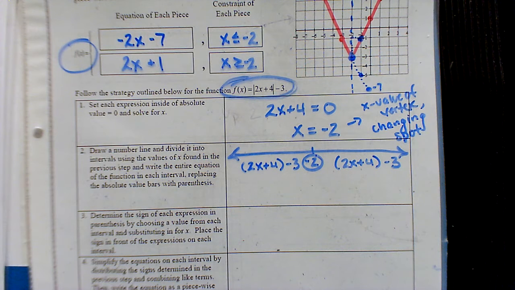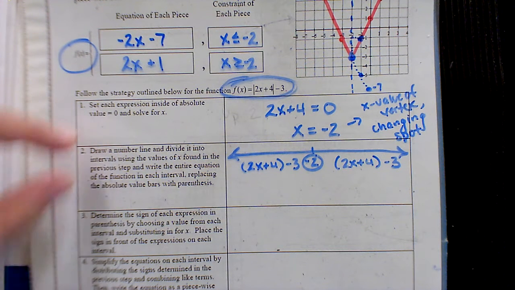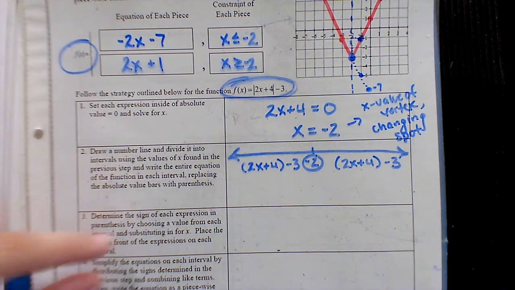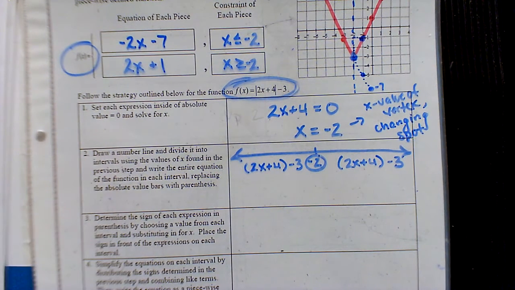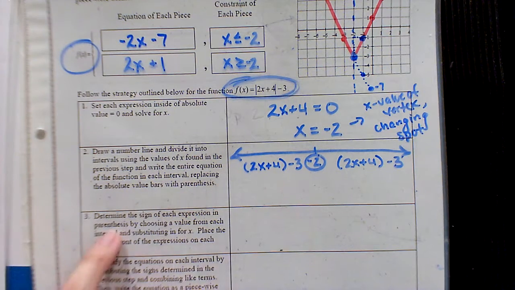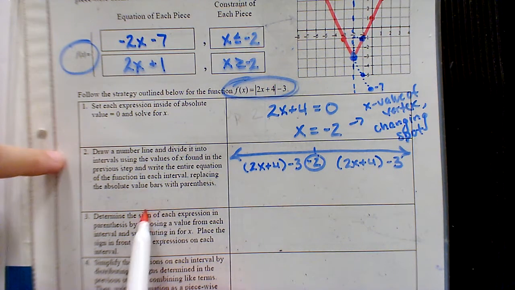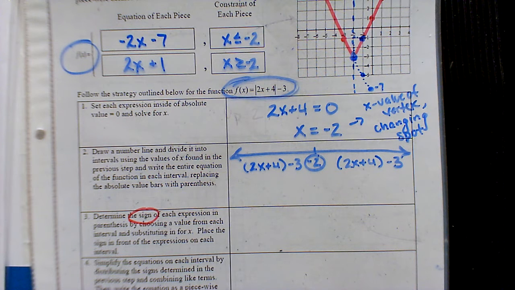Okay, we're going to do a bunch of these, and eventually I'm not going to give you the directions. It's going to hopefully become second nature to you after we do so many, but just be aware that these will not be available in the future. So what we're going to do now that we have this number line and these little intervals is figure out the sign of each expression, meaning is it positive or negative.